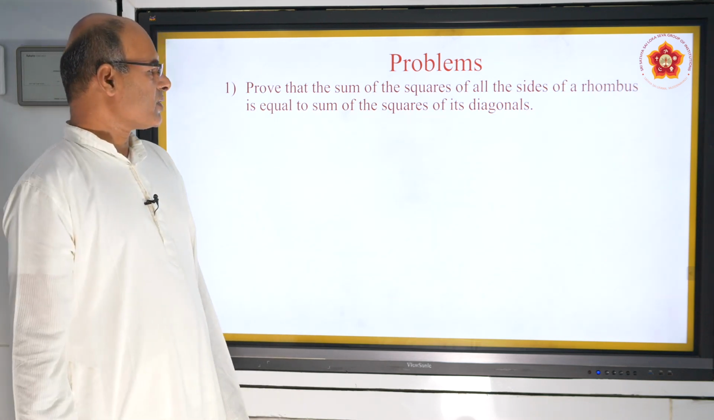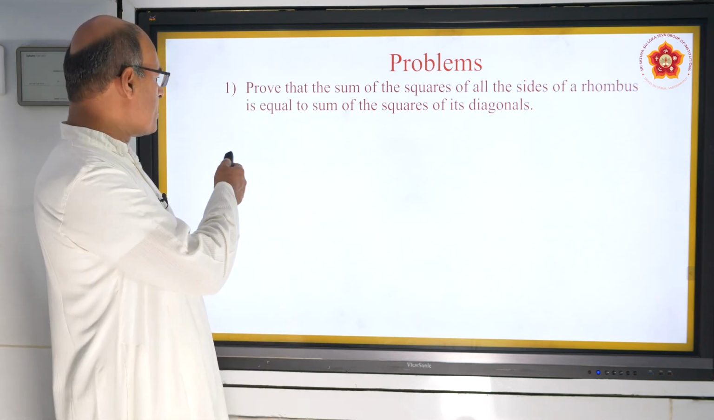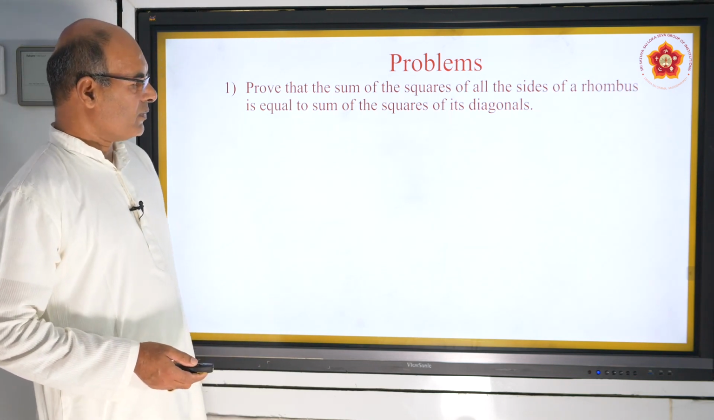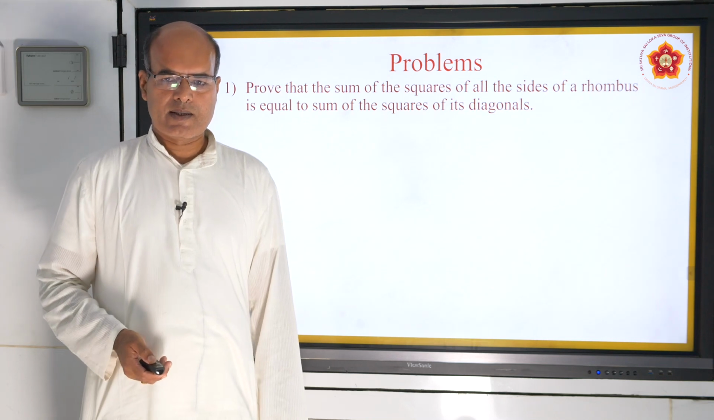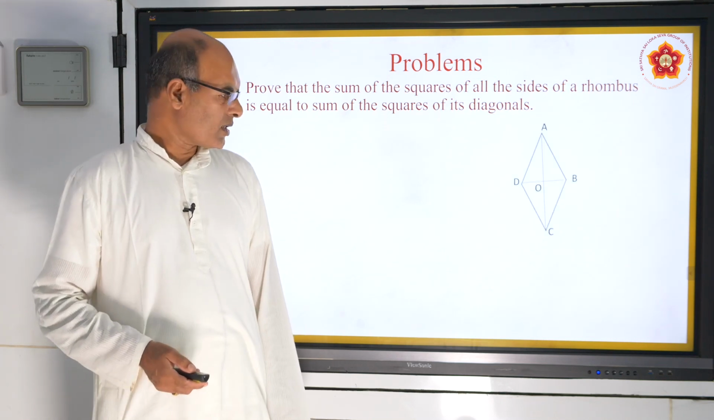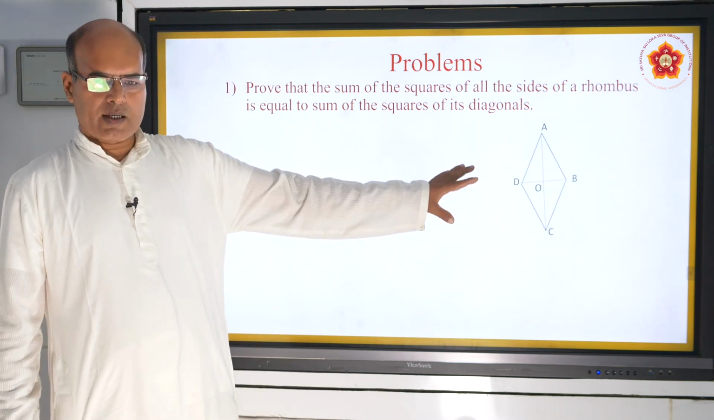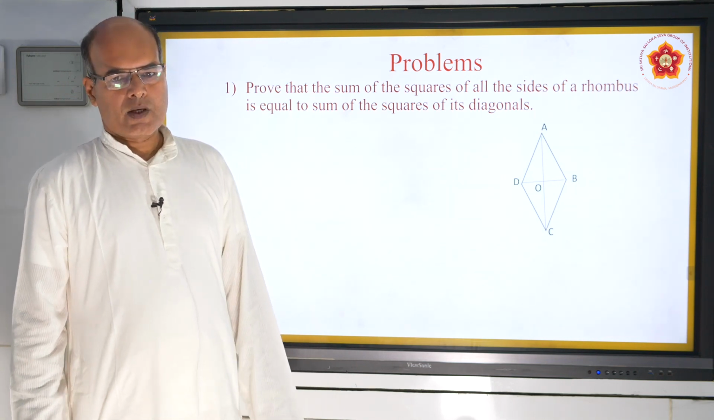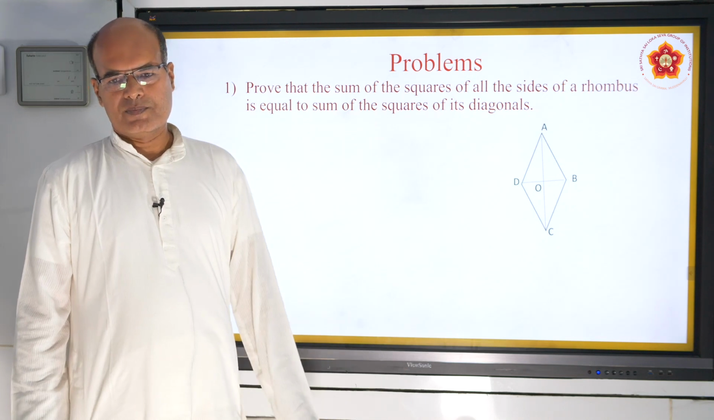Prove that the sum of the squares of all the sides of a rhombus is equal to the sum of the squares of its diagonals. You know what a rhombus is? A rhombus is a quadrilateral in which all four sides are equal and the opposite angles are equal.